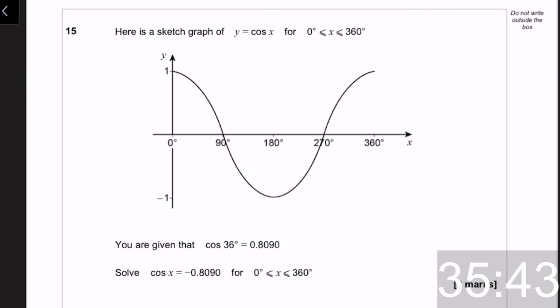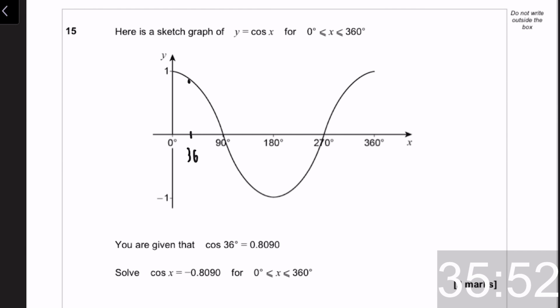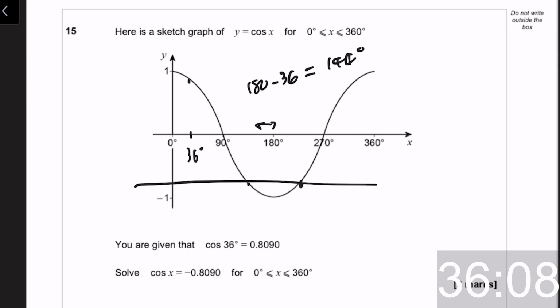0.8090. Solve cos of x equals minus that. Okay, so cos of 36 degrees is about here. So when is cos equal to minus that? Sort of here. So 180 minus 36 degrees would be 144 degrees. And it's also going to be at that second point, which is 180 plus 36, which is 216.